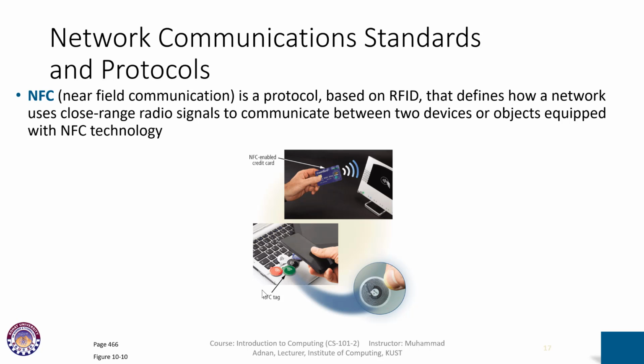Okay, then we have another protocol called NFC, near field communication. Commonly nowadays it is used in smartphone devices. It's a protocol based on RFID that defines how a network uses close-range radio signals to communicate between two devices or objects equipped with NFC technology. NFC can be used to send a lot of data using close-range radio signals. Here you see different examples of an NFC-enabled credit card communicating with a computer screen, or an NFC tag. You read these NFC tags with a computer or laptop, and then you can further transmit it or process it.